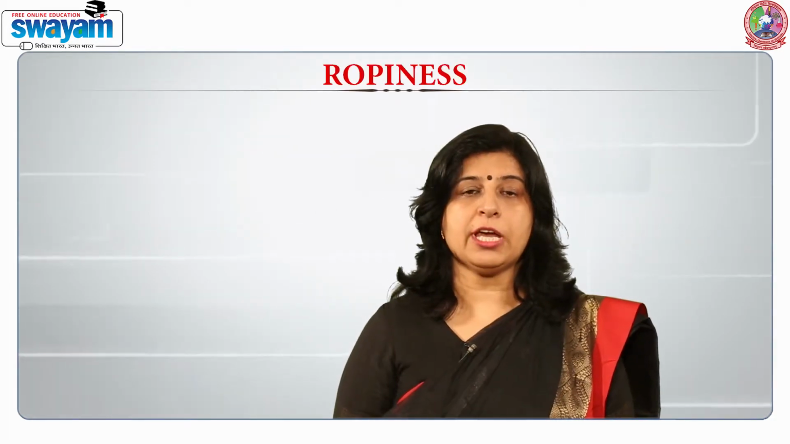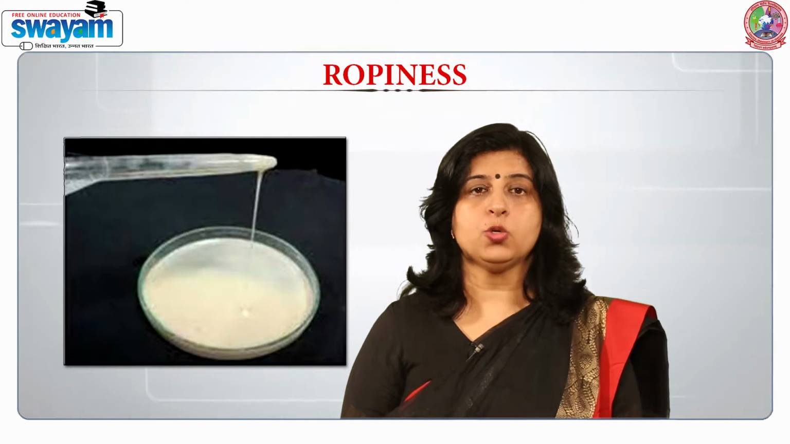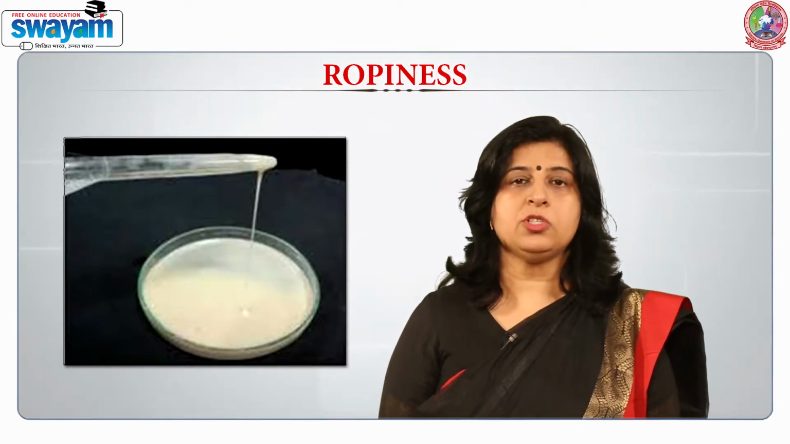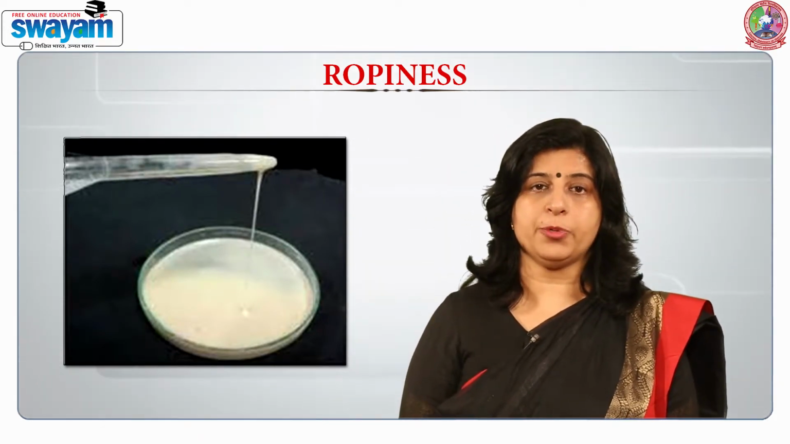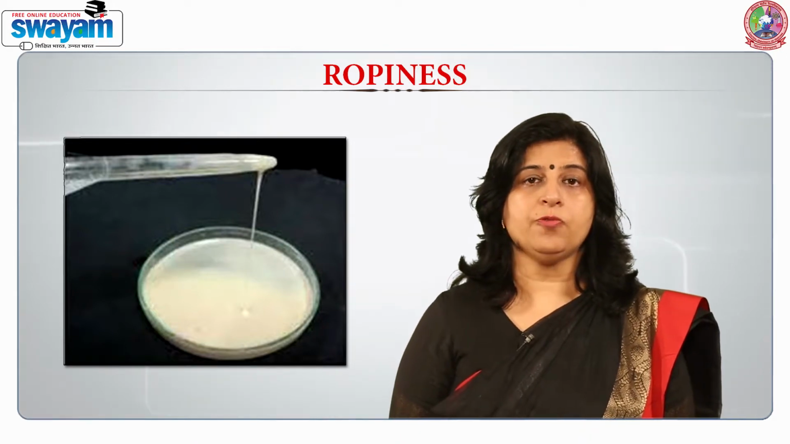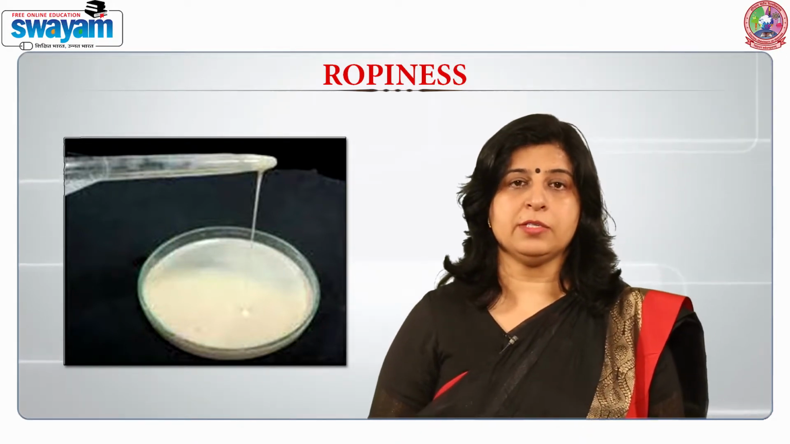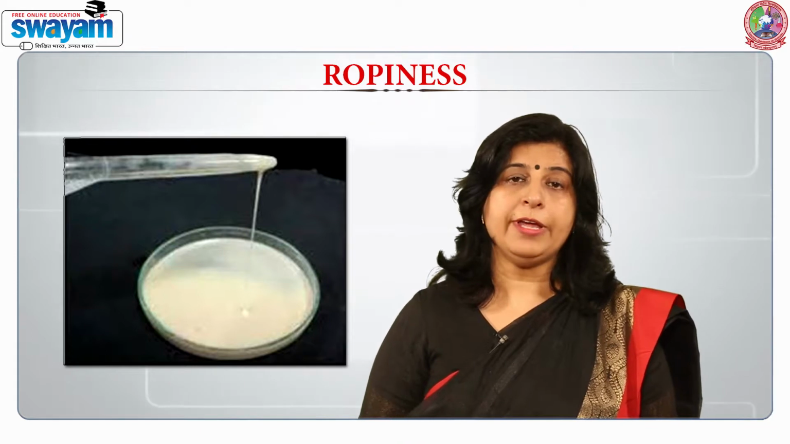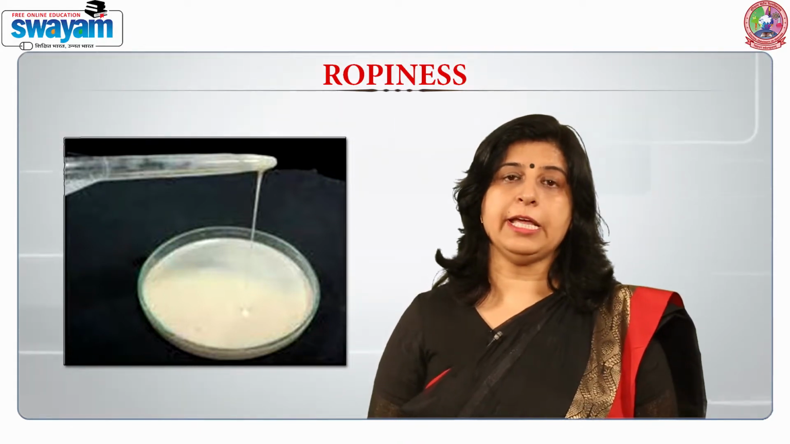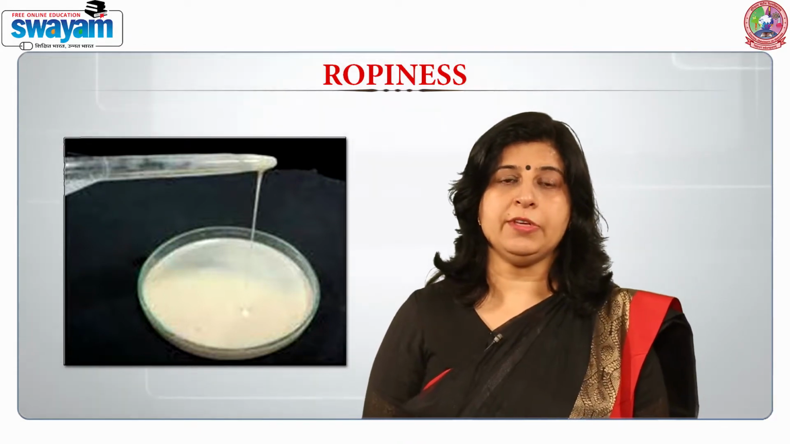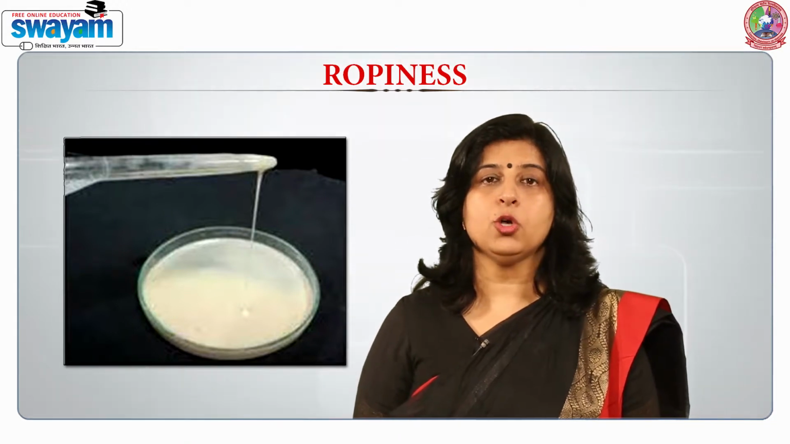The next defect which can be seen in the milk is ropiness. Ropiness means a change in the consistency of the product, and it leads to the formation of threads or viscous masses when it is poured. When you are pouring the milk from one container to the next, we can see the ropes, and we call this defect ropiness.